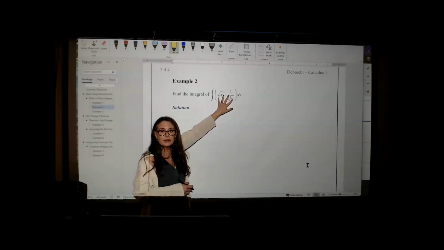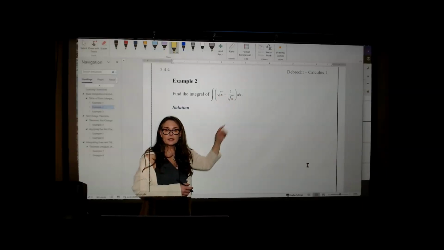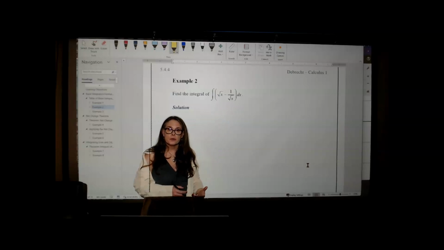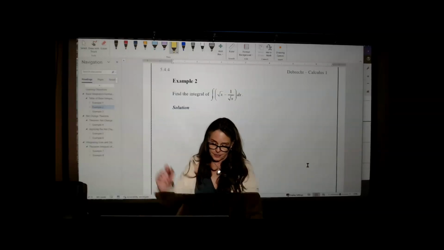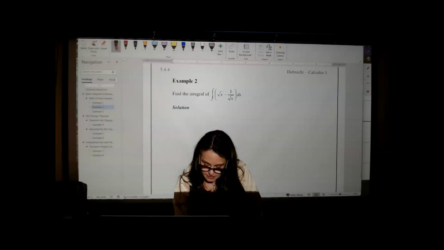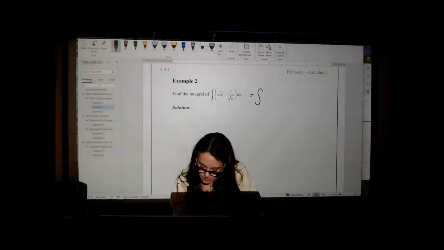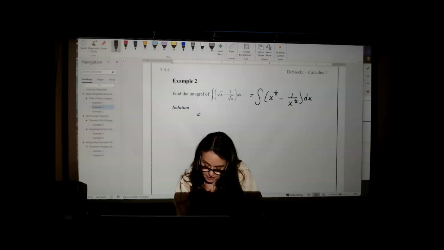In order to integrate, it would be better to go ahead and rewrite this one with rational exponents. Remember that the square root is the 1/2 power. Rewriting this, I get the integral of x to the 1/2 minus 1 over x to the 1/2 times the differential dx. Then I can use the rules for exponents to move the x to the 1/2 from the denominator to the numerator by changing the sign of the exponent.